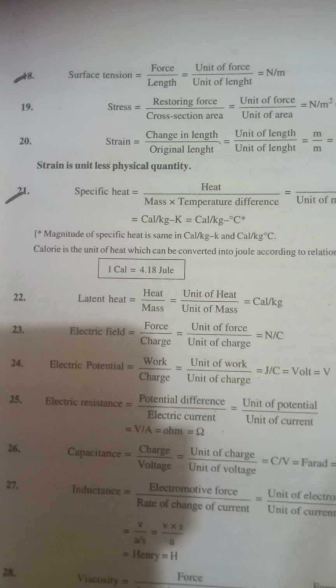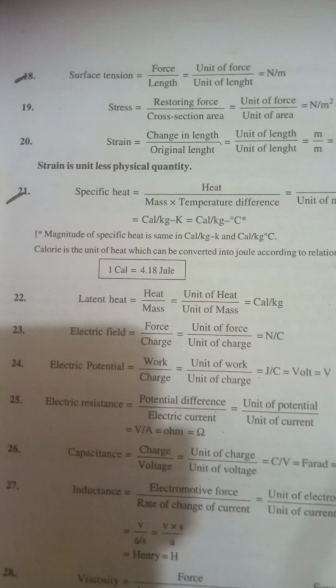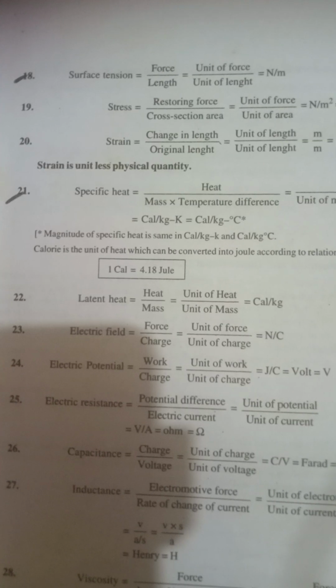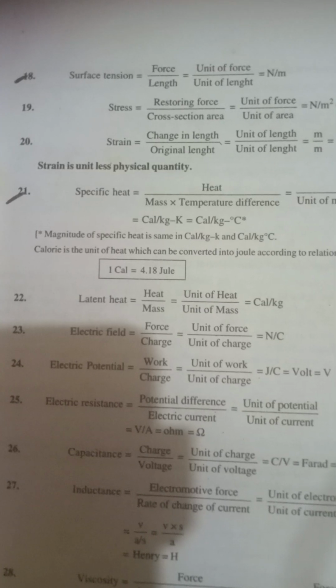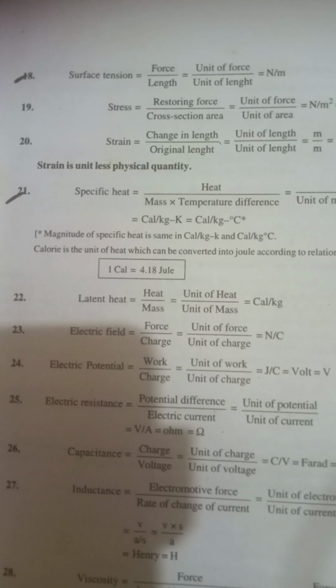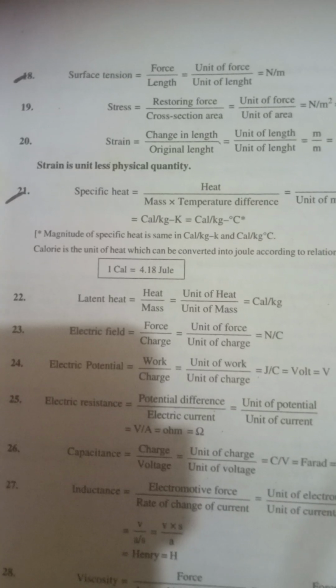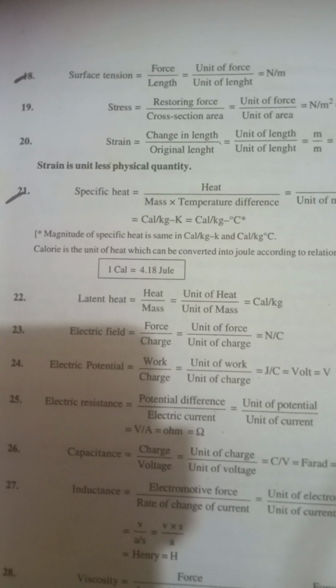Strain is a unitless physical quantity. Strain has no unit because strain is equal to change in length upon original length. Upper side meter, lower side meter, then it will be 1. Hence, it is unitless. Specific heat is heat upon mass into temperature difference, unit of heat upon unit of mass into unit of temperature. Calorie per kg Kelvin.